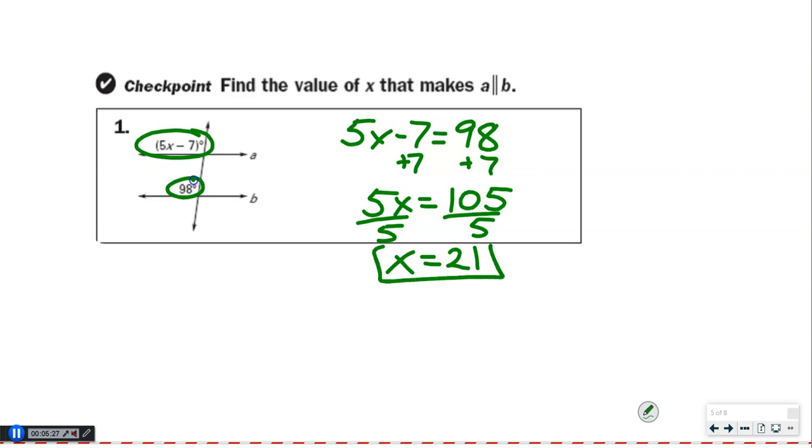And x will equal 21. And then we plug 21 back in. 5 times 21 gives us 105. Minus 7 gets us back down to 98. So we would need x to equal 21 for those lines to be parallel.